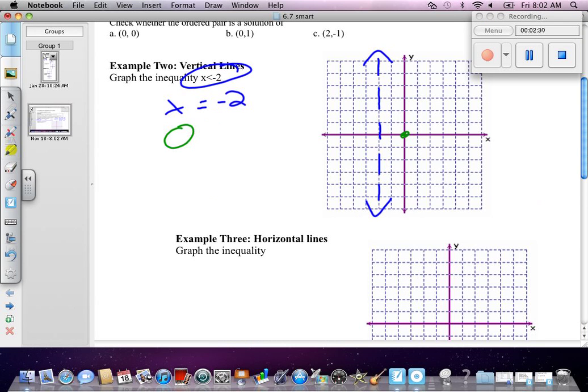So is 0 ever less than negative 2? Would you rather have no money, or would you rather owe me $2? You'd rather have no money, right? So this is not true. 0 is not less than negative 2. This is false. All right, since it's false, we're going to shade the opposite side.